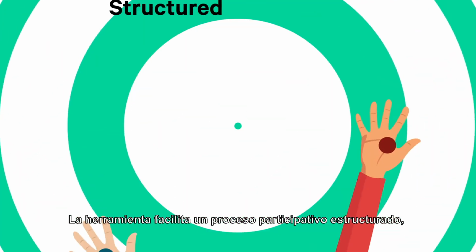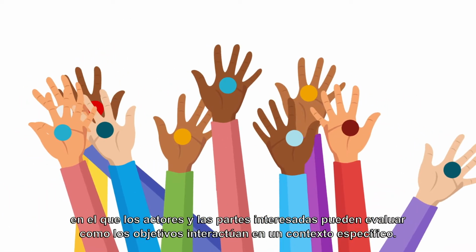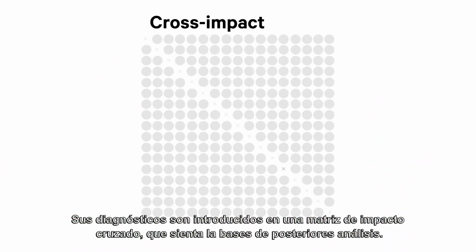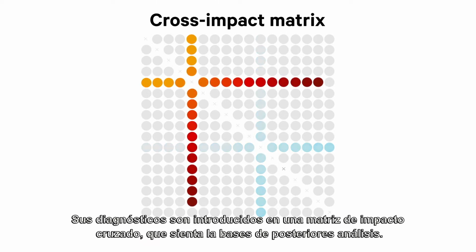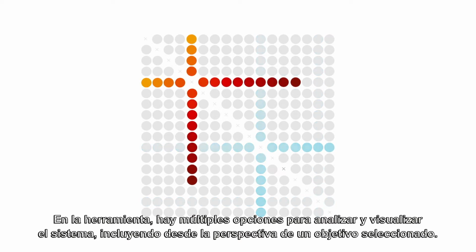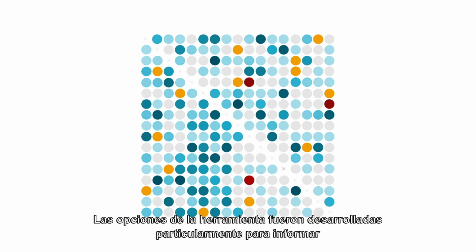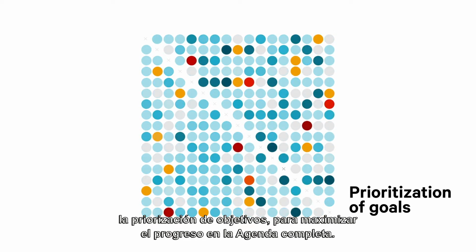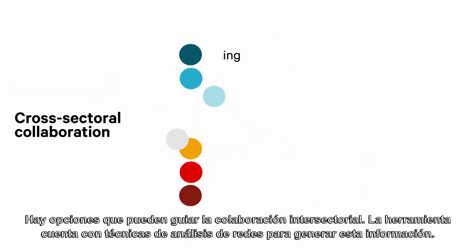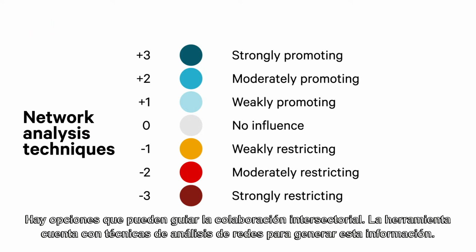The tool facilitates a structured participatory process in which stakeholders discuss and assess how the goals interact in the given context. Their assessments are entered into a cross-impact matrix, which forms the basis for subsequent analysis. In the tool, there are multiple options to analyse and view the system, including from the perspective of a selected goal. The options are developed in particular to inform prioritisation of goals to maximise progress on the agenda as a whole. There are options that can guide cross-sectoral collaboration. Network analysis techniques are embedded in the tool to provide these insights.